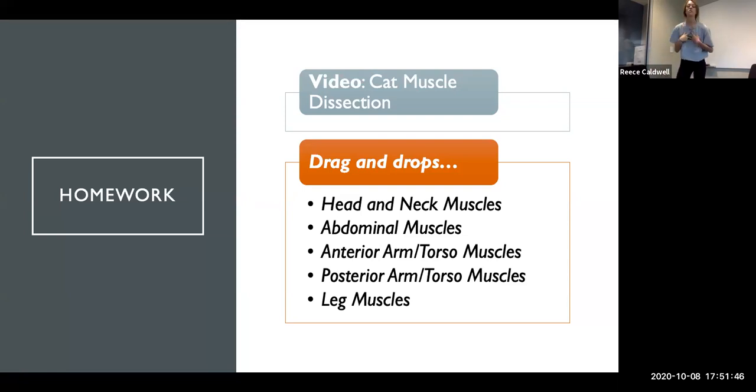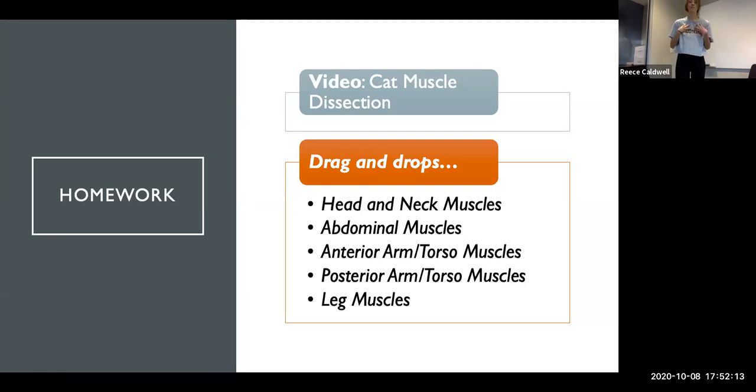Then we have a muscle that kind of forms a V shape right here and helps us with head nodding. This is the what? Head nodding. Yes, this is the sternocleidomastoid. Sternocleidomastoid process. And this aids in head nodding.